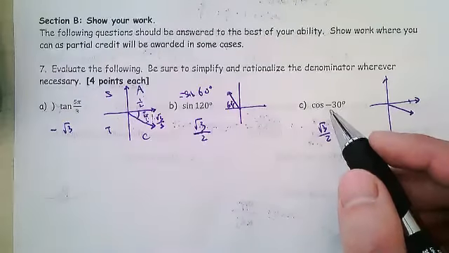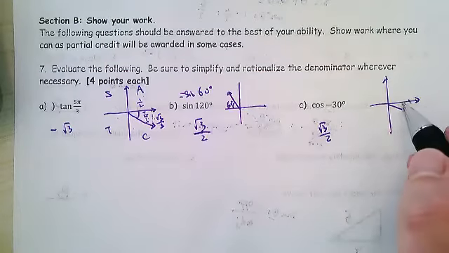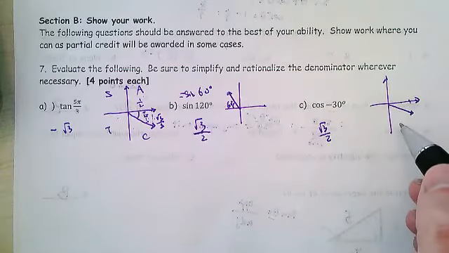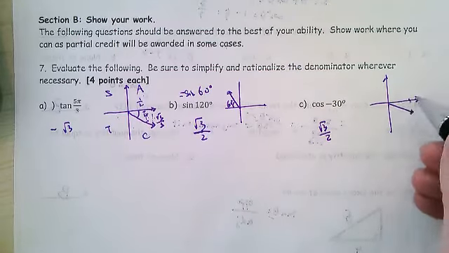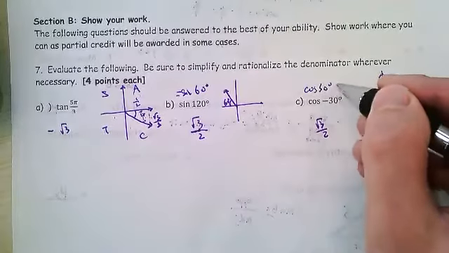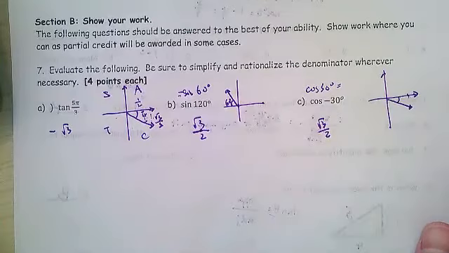Question 3, cosine negative 30. Reference angle is 30 degrees, and according to the ASTC rule, this must be the C area, which means cosine is positive. So cosine 30 degrees is just square root of 3 over 2. That's it.